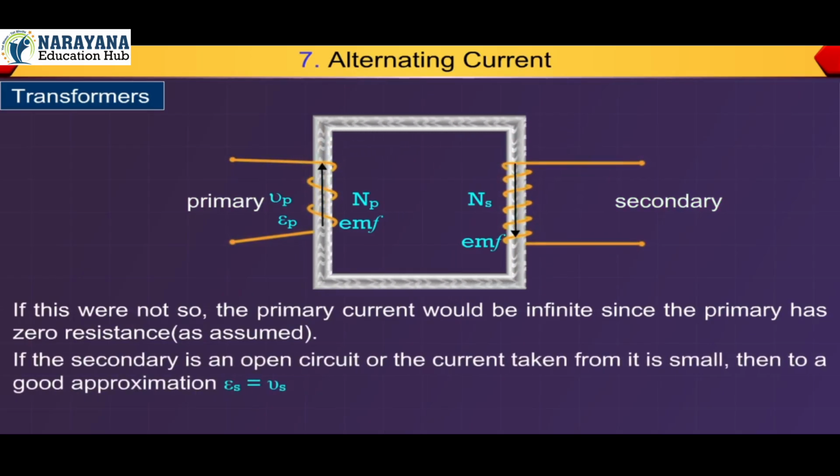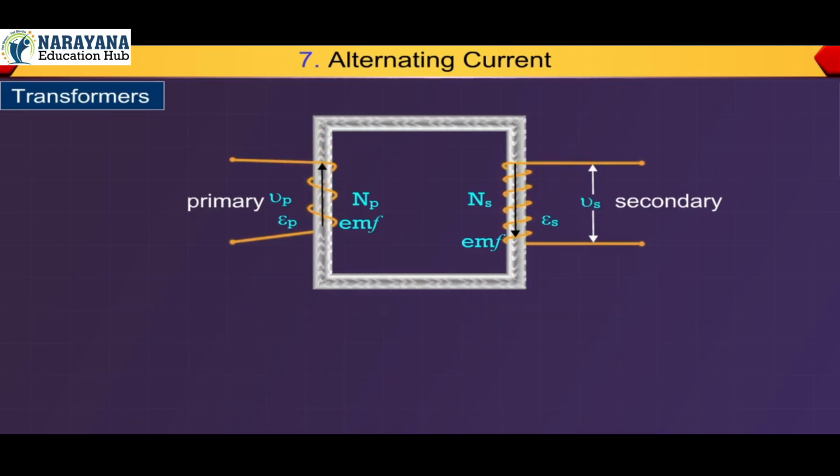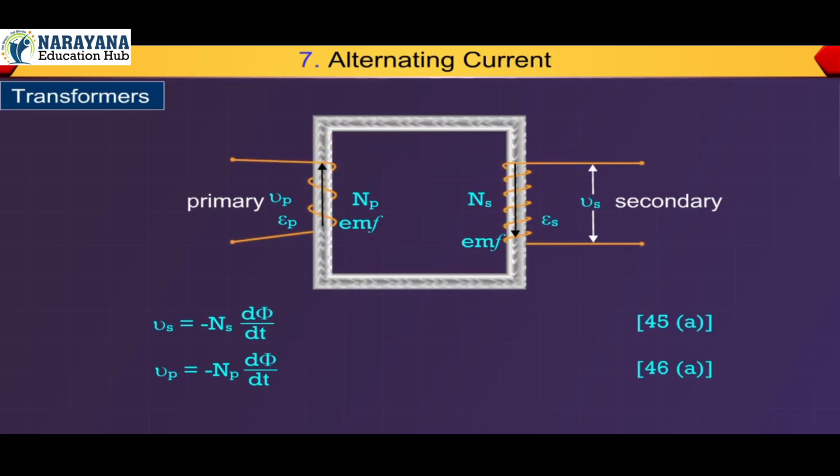If this were not so, the primary current would be infinite since the primary has zero resistance as assumed. If the secondary is an open circuit or the current taken from it is small, then to a good approximation, epsilon s is equal to Vs, where Vs is the voltage across the secondary. Therefore, equations 45 and 46 can be written as Vs = -Ns dphi/dt, equation 45a. Vp = -Np dphi/dt, equation 46a. From equations 45a and 46a, we have Vs/Vp = Ns/Np, equation 47.